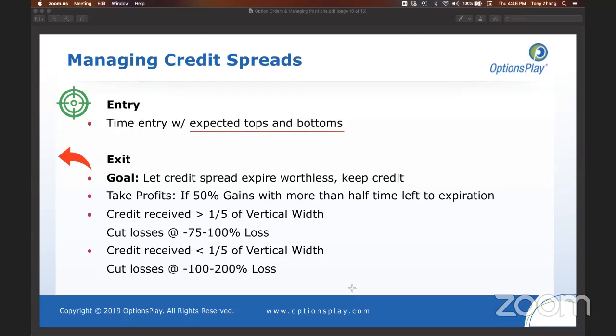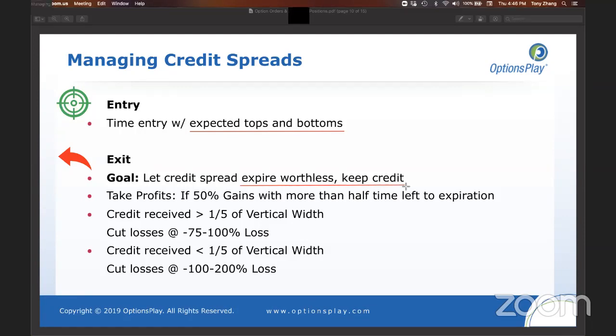For those of you that are brand new to this strategy, I have a whole webinar just explaining what a credit spread is. So if you're not familiar with this, I highly recommend you take a look at this. But generally speaking, once you've sold your credit spread, the goal is to let this credit spread expire worthless and for you to keep the credit.